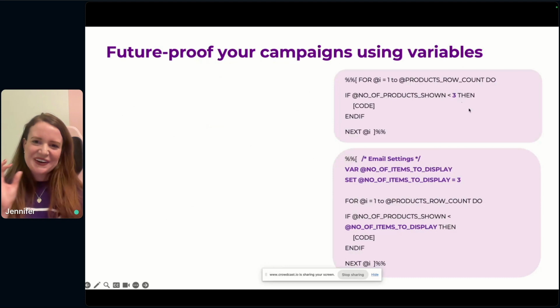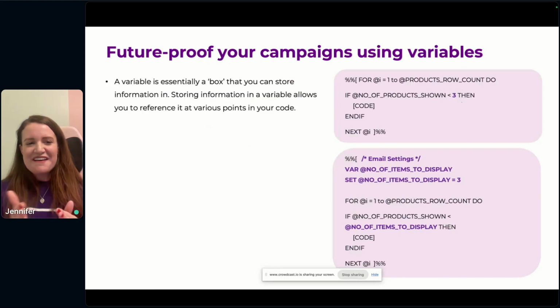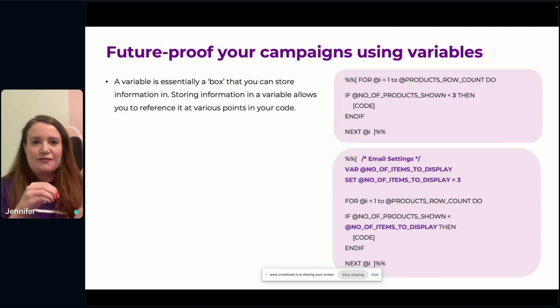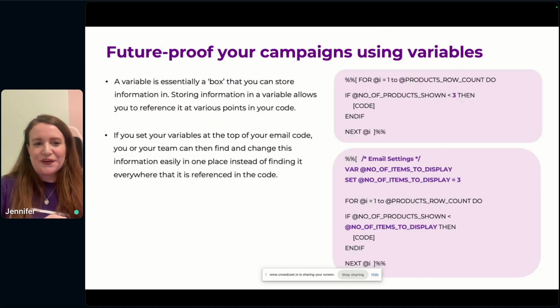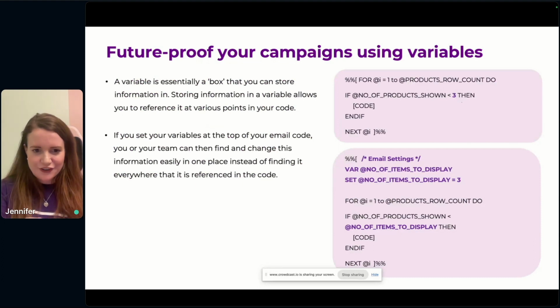What I try to do when I'm building emails in Salesforce Marketing Cloud is preempt any components that could potentially change in future, and then use variables to future-proof it. A variable is essentially a box. Think of a variable like a box that you can store information in, and storing information in a variable allows you to reference it at various points in your code. So if you set variables at the top of your email code, then you or your team can find and change this very easily in just one place, instead of finding it everywhere that it's referenced in the code.